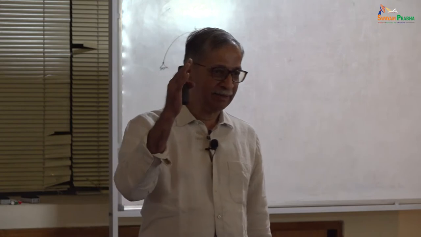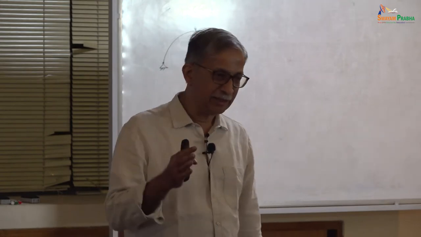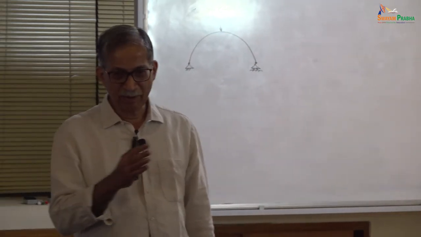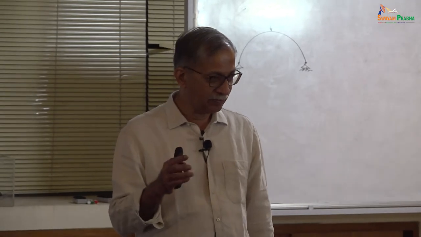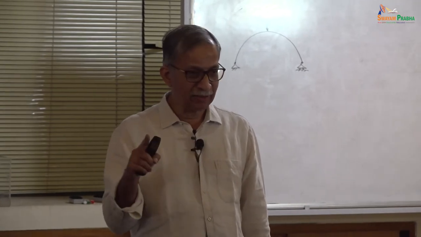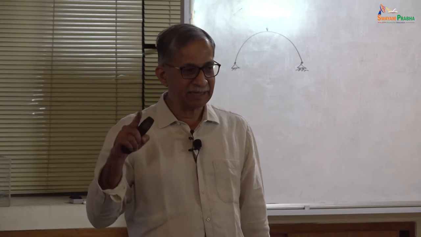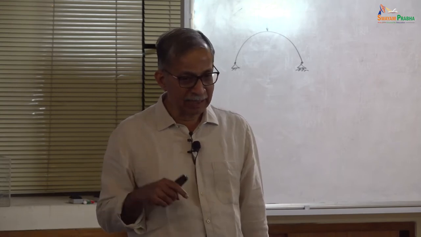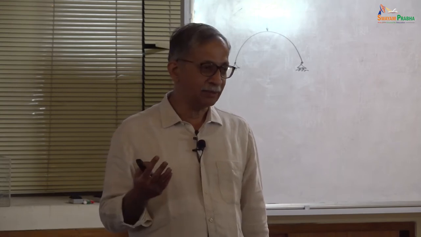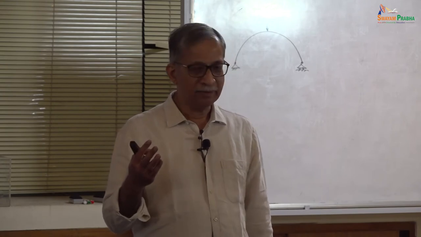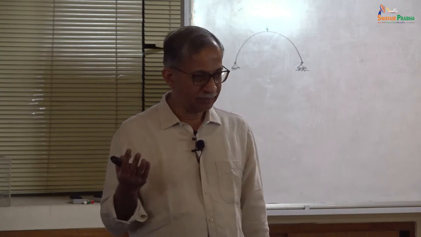If you say the vertical component, the shear, is V and the horizontal component is H, V is a function of x, H is a constant. What is N, the axial force? N is given by the resultant, square root of H squared plus V squared. Are you getting it? That's it.